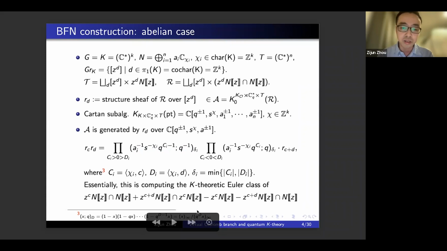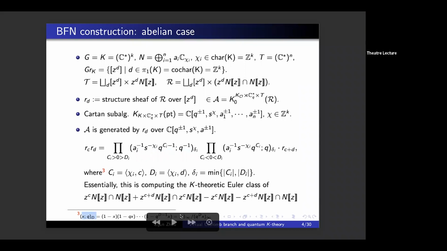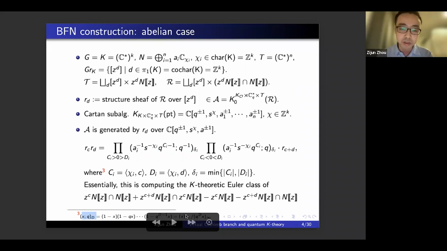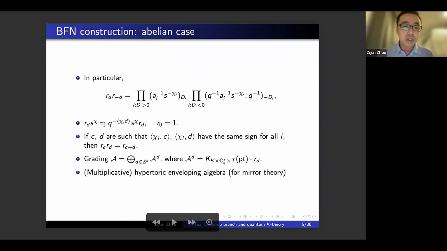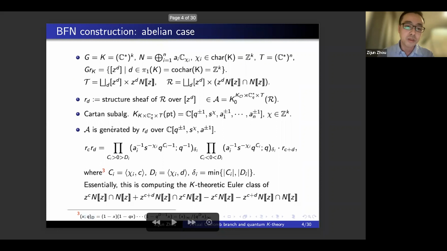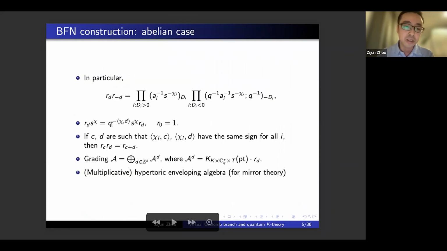And here I would like to emphasize that these Pochhammer symbols also make sense when these numbers are negative. When these numbers are negative, we just define these Pochhammer symbols by the quotient of two infinite Pochhammer symbols. And from this explicit presentation, and actually from the definition, one can see the properties that the abelian Coulomb branch satisfies.